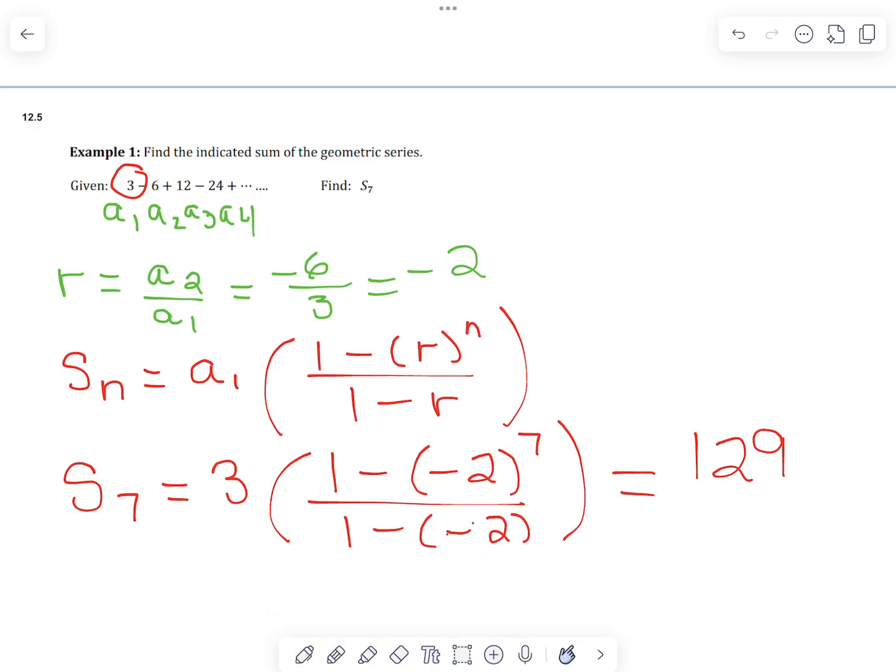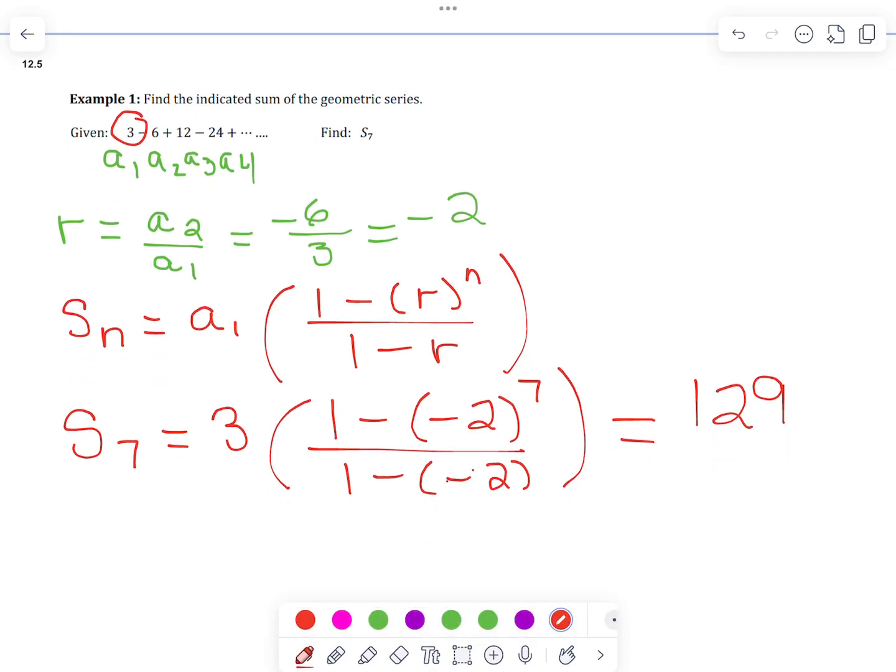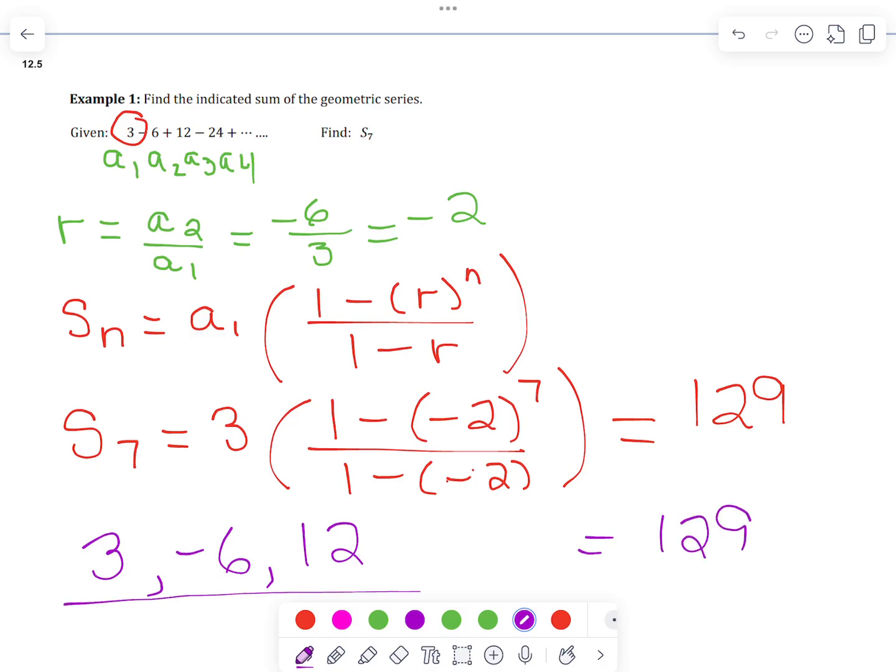If we wanted to do this without a formula, we would need to find all 7 terms. So we would need to find 3, -6, 12, and so on, and then add them all up, and we would get 129. But we'd have to find all 7 terms and then add them up. That's the other way, without a formula.